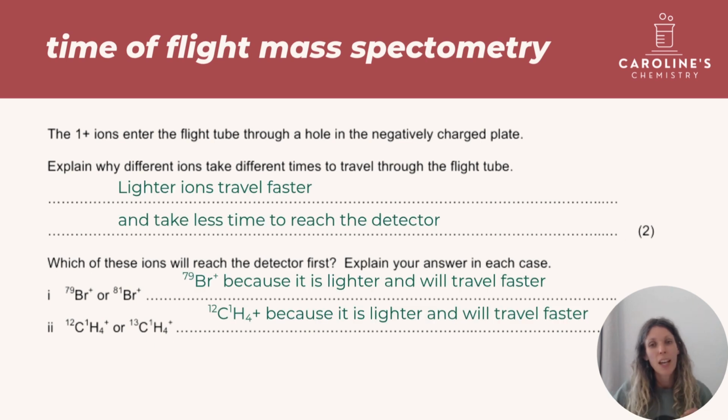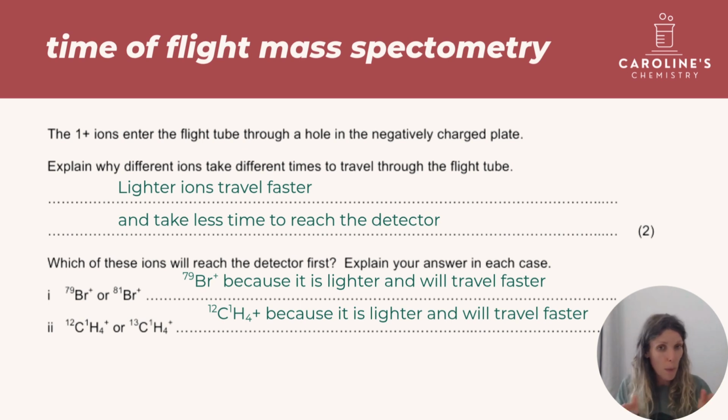Okay, so the key ideas you are looking for here for 2 marks for this first one is the idea first that lighter ions travel faster. Because remember what happens during acceleration, all of the particles receive the same kinetic energy. And because they have the same kinetic energy, it means that the lighter ions can travel faster than the heavier ions. You also need to link that through to the fact that this is time of flight mass spec.